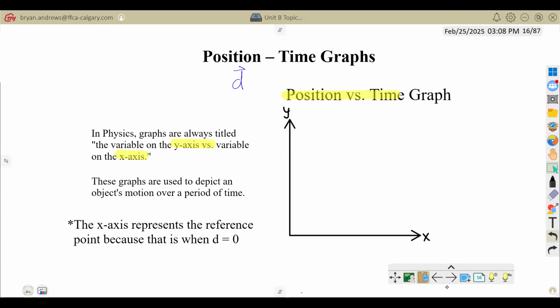And so basically, our graphs are always going to be titled whatever we have on the y-axis versus whatever we have on the x-axis. So in this case, position is going to be on the y-axis here, and time is going to be on the x-axis. Now, it's also important that when we include our labels, we're also including units with them, like I'm doing here. So display position in meters versus time in seconds.